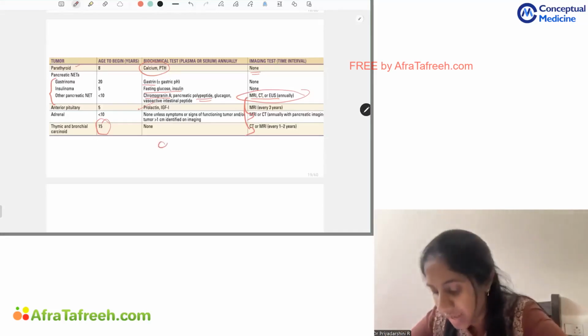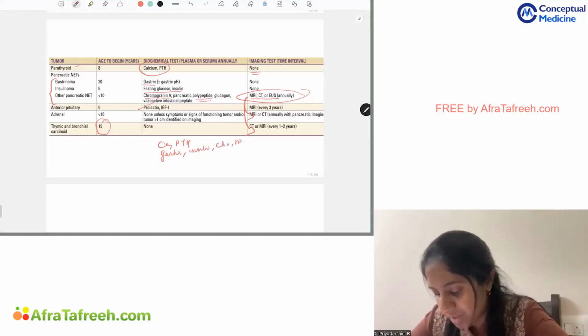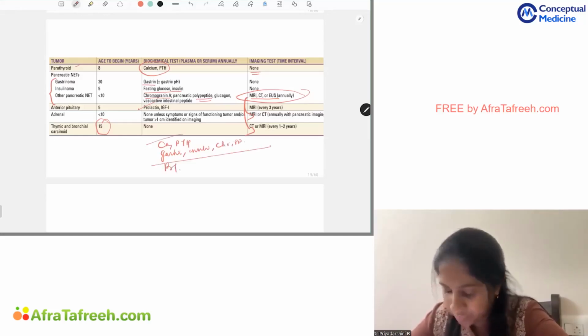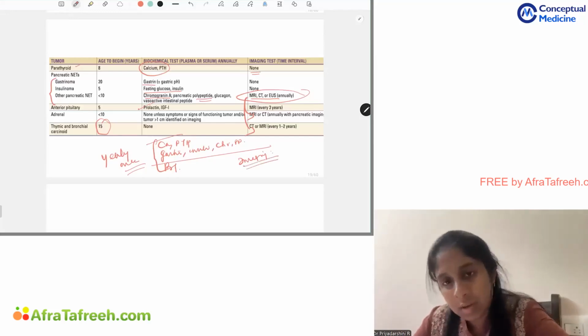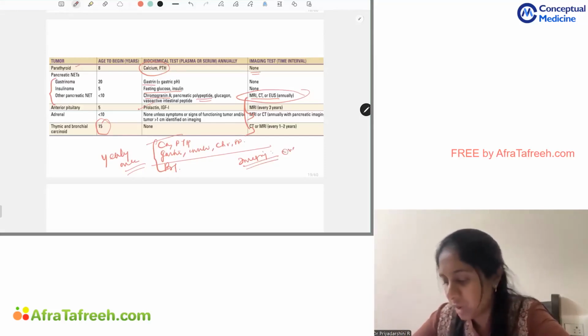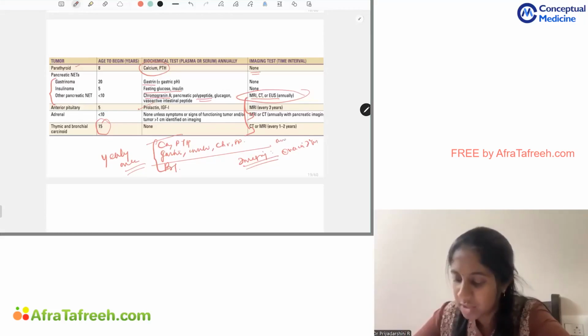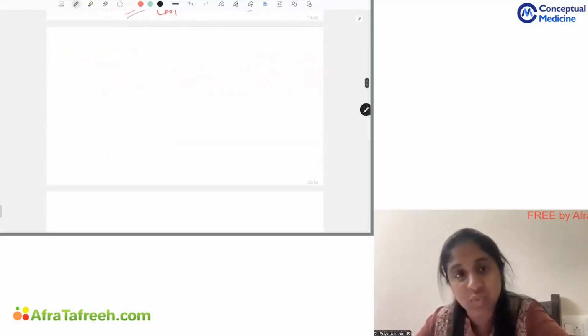So the ideal thing is to go for calcium and PTH yearly once. And gastrin and insulin levels, chromogranin levels, and pancreatic polypeptide yearly once. Prolactin also. So these are all the things that you will have to do yearly once. Imaging, depending on their initial appearance, whether it's there or not, based on that annually we will see. Once it is not that frequently seen, then we make it once in 3 years. Initially, it's annually, then we make it once in 3 years. So this is how we actually have to screen any patient with MEN1 syndrome.